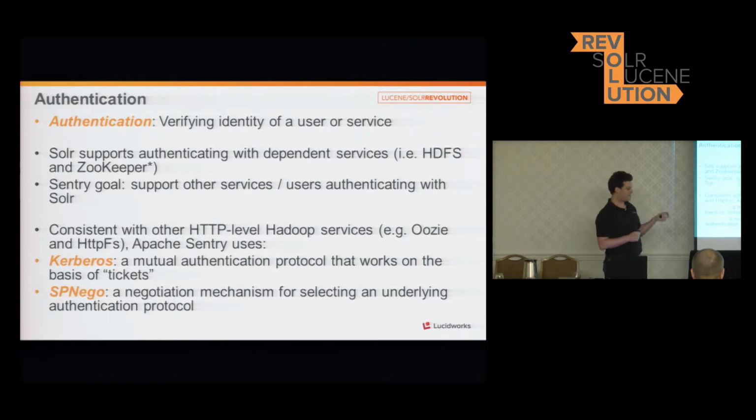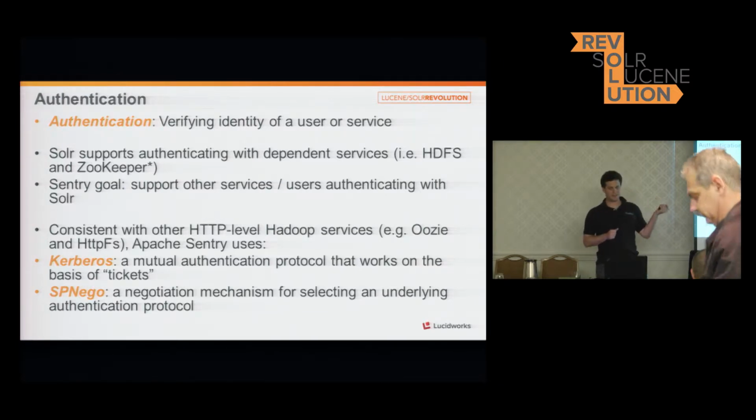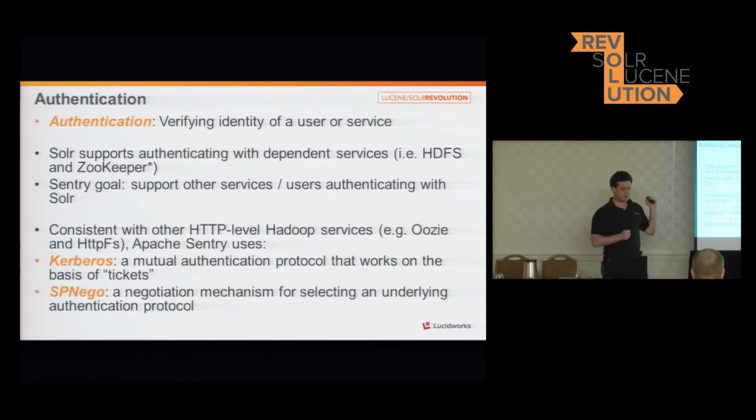I won't go into a ton of details on these, but at a high level, Kerberos is a mutual authentication protocol that works on the basis of tickets. And SPNEGO is a negotiation mechanism for selecting a protocol. So if you connect with Solr, like with curl, and you turn on verbose mode with SPNEGO and Kerberos running, you'll see this whole negotiation pattern happening at the beginning, and then eventually it'll look just like it did before you actually use Kerberos.